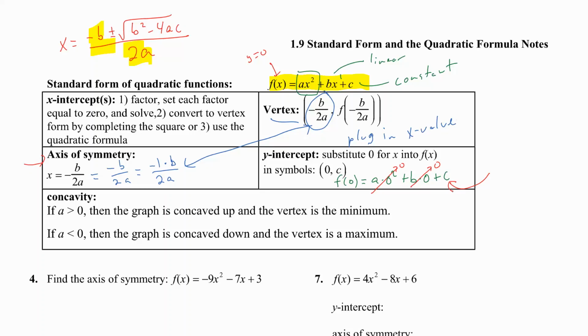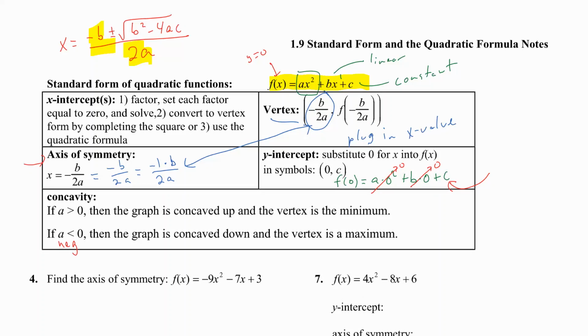functions in standard form. And the same thing is true as before with concavity. That has to do with that a value. That is no different. So if a is positive, it's concave up. And if it's concave up, the vertex is a minimum. If a is less than 0, in other words, if this a is negative, it's concave down and the vertex is a maximum.